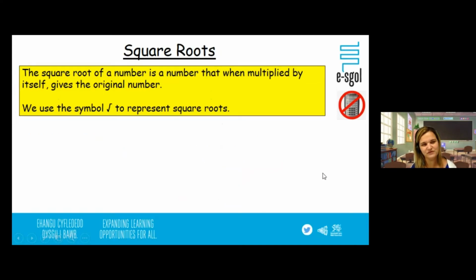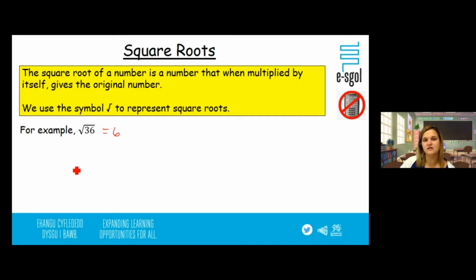Next, the square roots. The square root of a number is the number that when multiplied by itself gives the original number. We use this kind of tick symbol that you can see in this yellow box to represent the square root. You need to make sure that the line going across the top does cover the full number, though. So the square root of 36: you need to think about what number would multiply by itself to give you an answer of 36. That answer is 6, because 6 multiplied by 6 is 36.